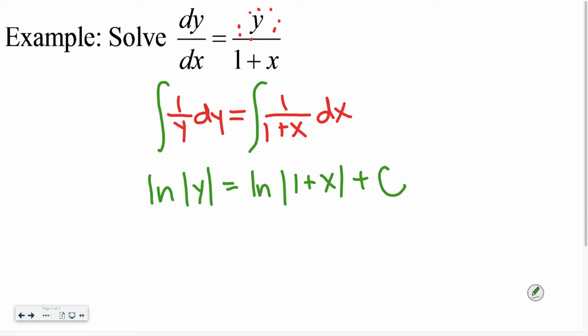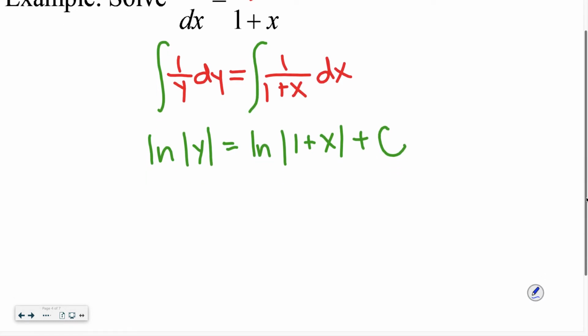Here's where it gets different. We need to solve for y. How do we get y equals? Oh, we got to do the e thing. All right. So I think the easiest way to see it is if we just make each side exponents of e. Okay, so e to the natural log is going to cancel out and we're left with y.